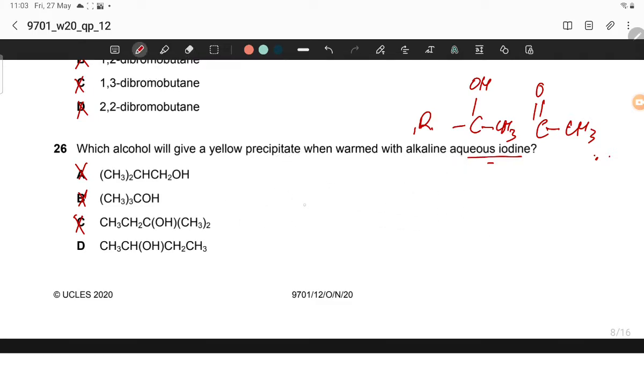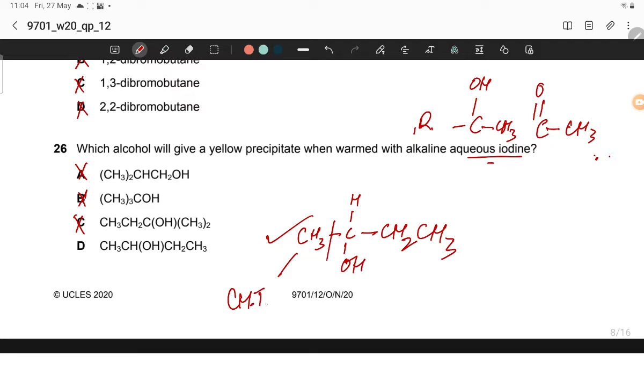Let's check. CH3, HOH. So this will give the positive test with alkaline aqueous iodine. So it is correct. This will give a yellow precipitate of triiodomethane. So this must be correct.